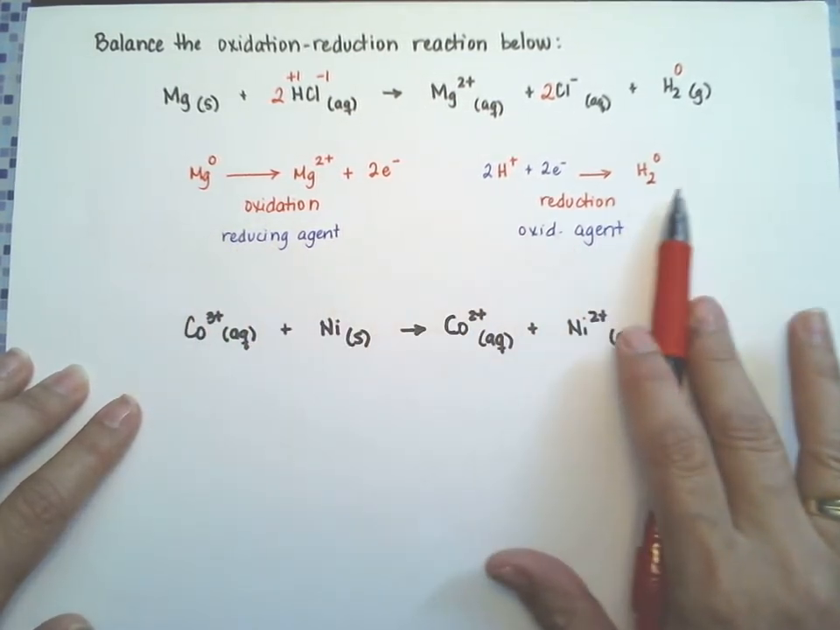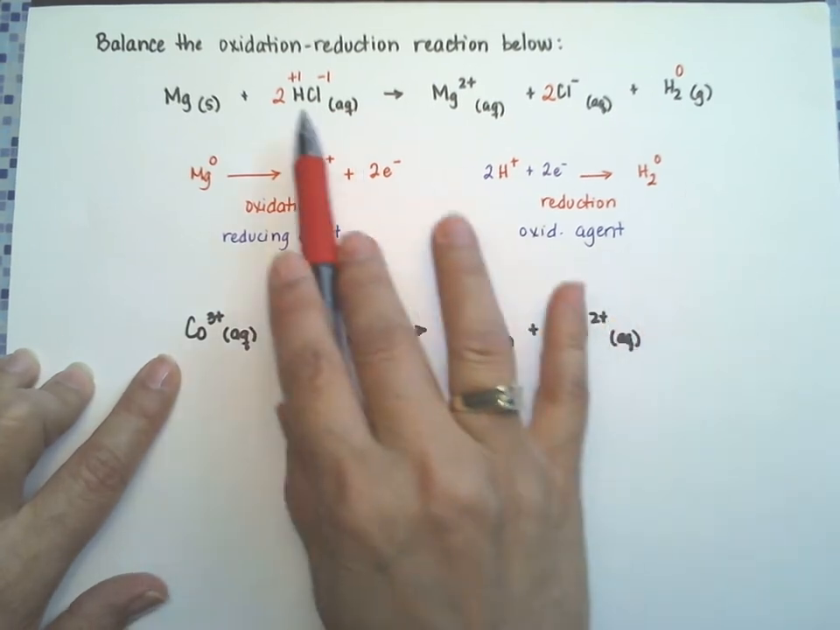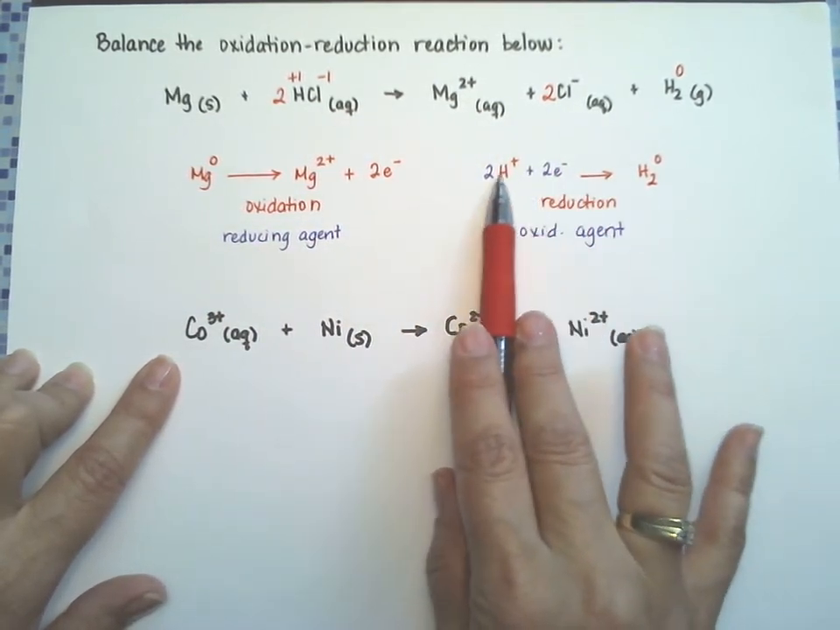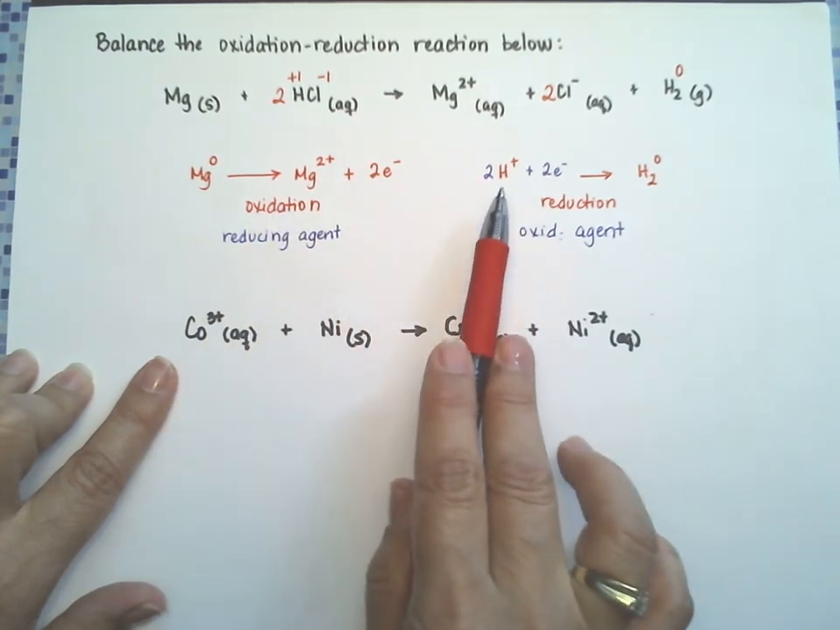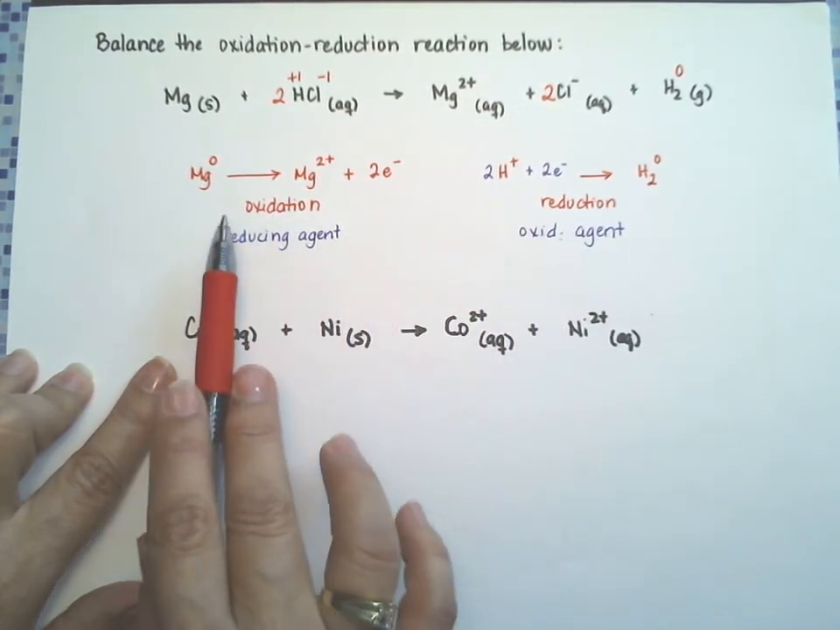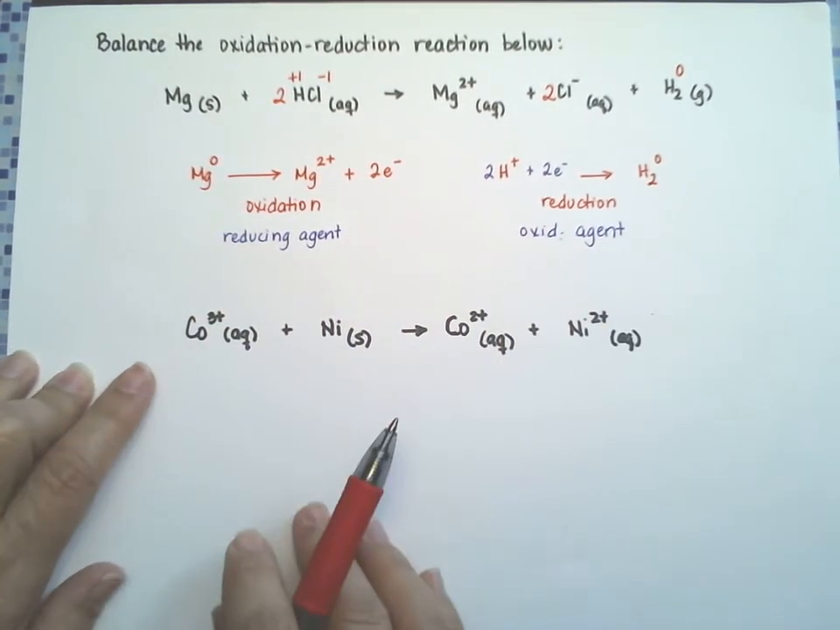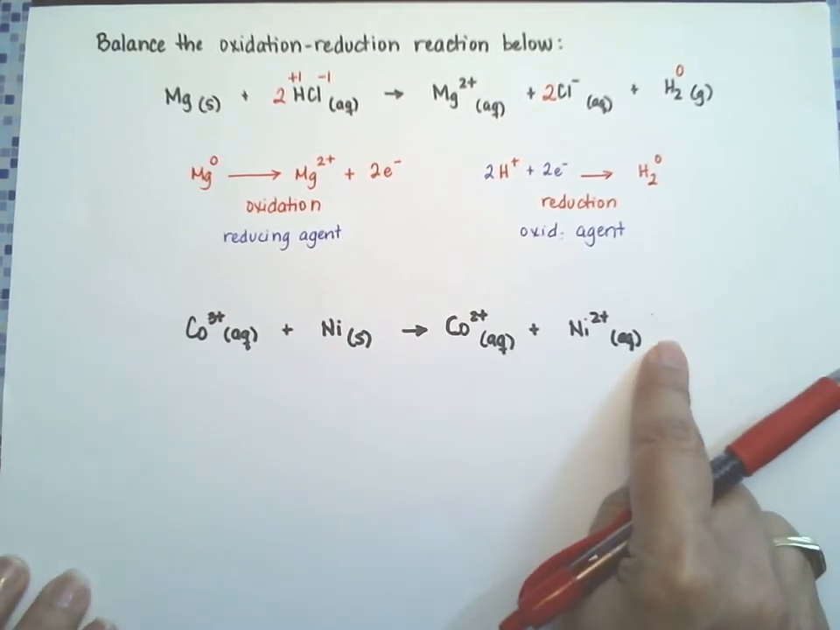All right, so that's the answer for this. We balanced the equation. We have the electrons all balanced here, and we assigned who's the oxidation and reduction agents and who's getting oxidized and who's getting reduced. Let's do that again with this one.